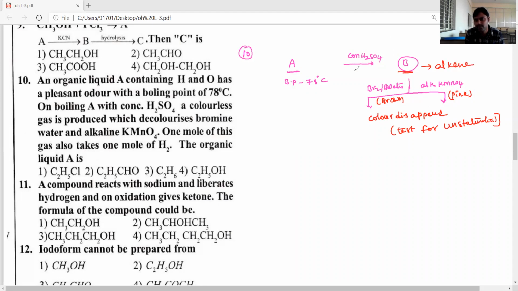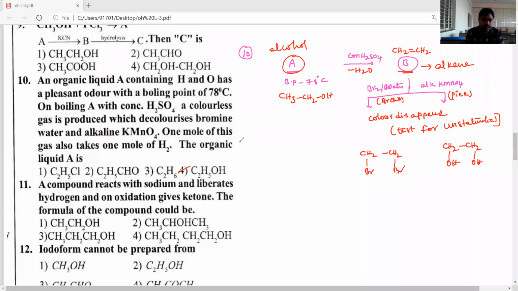If B is an alkene formed with concentrated H2SO4, then A should be an alcohol, with loss of water. Now what is A, my dear students, among the options? A is the fourth option, ethyl alcohol, CH3CH2OH. Now B is CH2=CH2. With bromine water the product is CH2Br-CH2Br, and with alkaline KMnO4 the product is ethylene glycol. Okay, now one more hint they also gave.